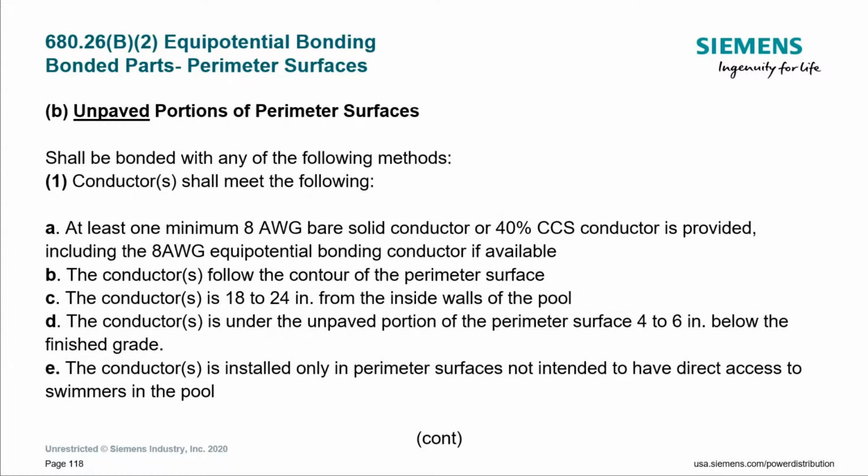So shall be bonded with any of the following methods. Number one, conductors shall meet the following. Okay, so unpaved portions. So it says at least one minimum 8 gauge bare solid.